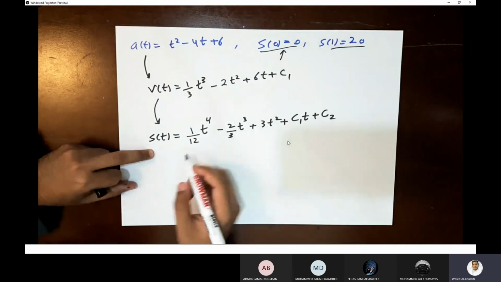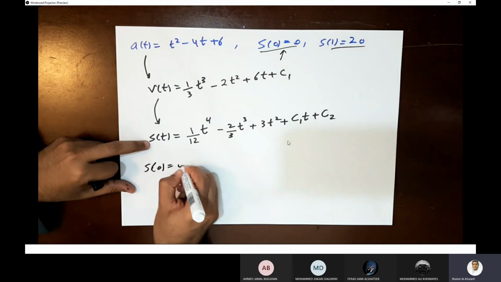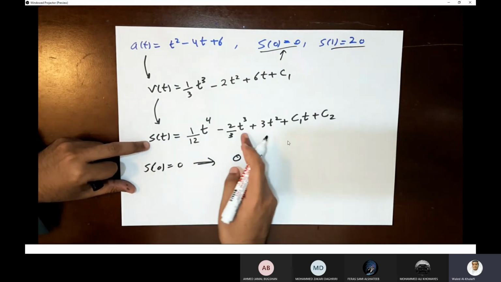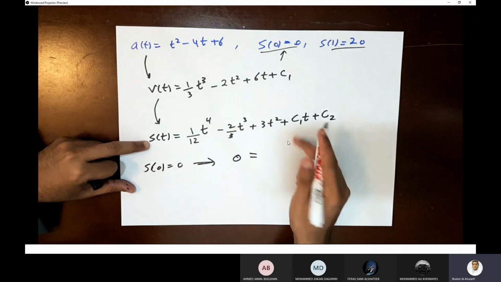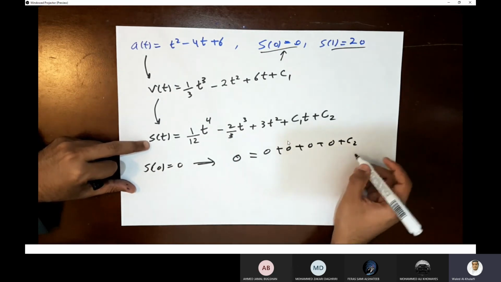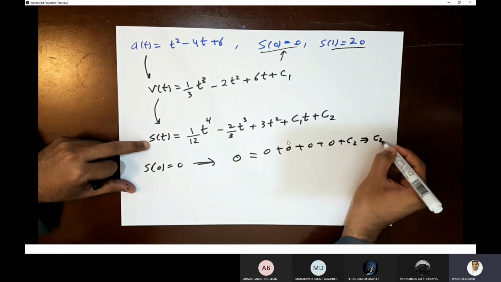Let's start with this one. S of 0 equals 0 implies that 0 equals, here it means that every t is substituted by 0. So you have 0, 0, 0, 0, 1, 2, 3, 4 plus c2. So this implies that c2 equals 0.